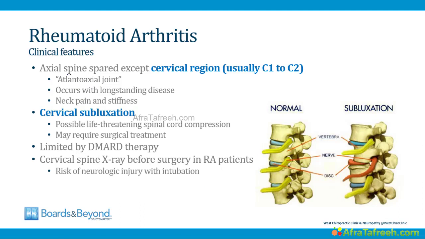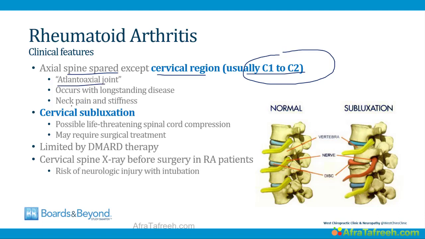The spine is usually spared in rheumatoid arthritis except for one area of the cervical region, usually around C1 to C2, and it's high yield to know about this for your board exams. This is called the atlantoaxial joint, and in long-standing rheumatoid arthritis it can become involved, and this can lead to the development of neck pain and stiffness.